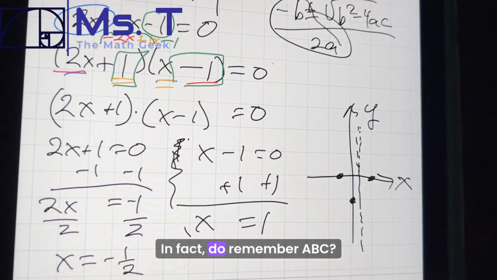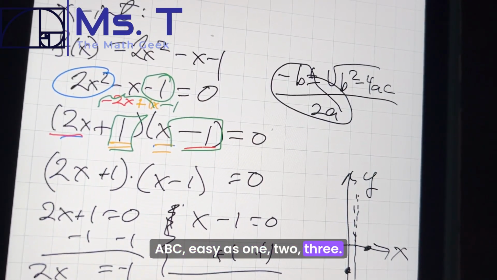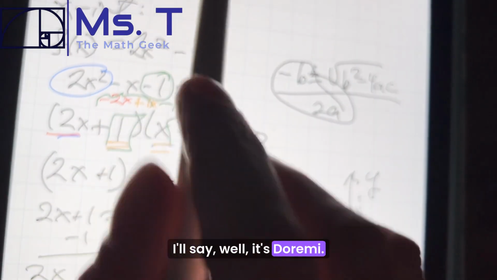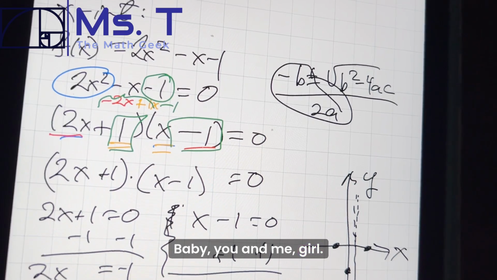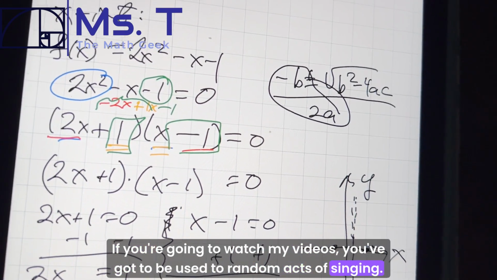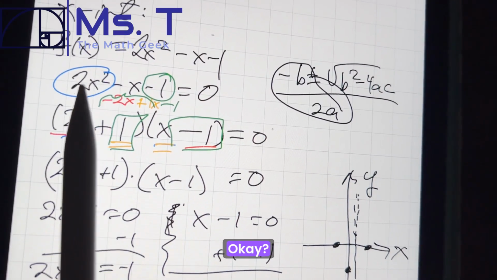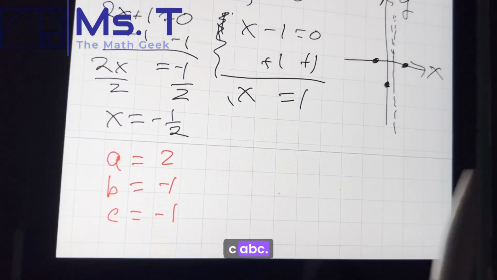In fact, do you remember ABC? ABC, easy as 1, 2, 3. It's do, re, mi, A, B, C, 1, 2, 3, baby, you and me, girl. If you're going to watch my videos, you got to be used to random acts of singing. You just have to. Okay? A, B, C, A, B, C.